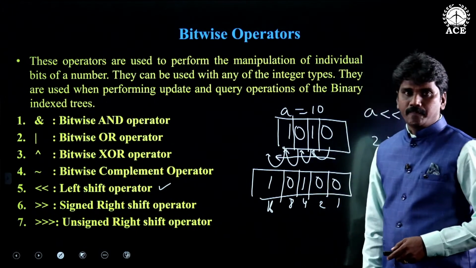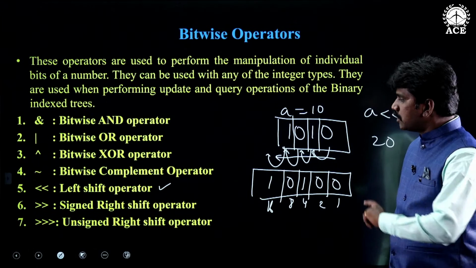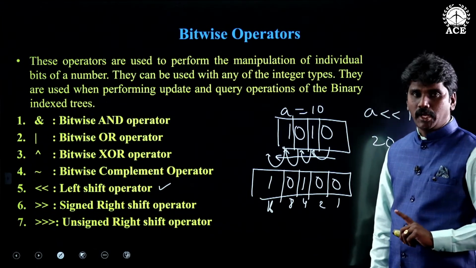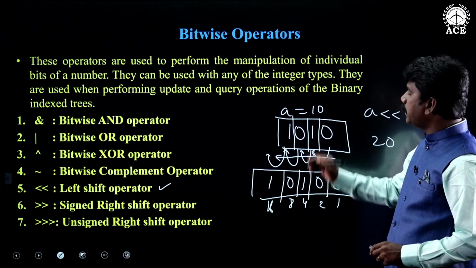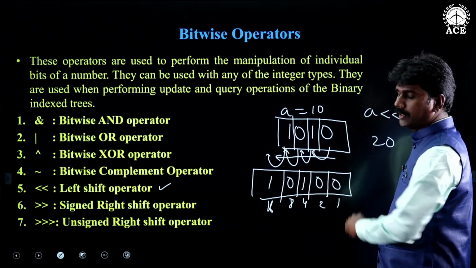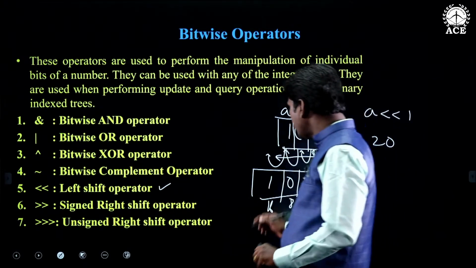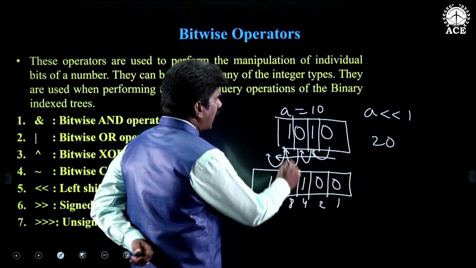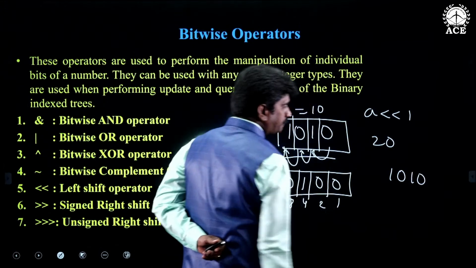How will the right shift be? Whenever we apply the right shift, it is going to be based on the sign. One point we can understand is that if we have taken A is equal to 10 and applied the right shift on it, then it is going to be divided by 2. For example, I am applying A is equal to 10, 1 0 1 0.